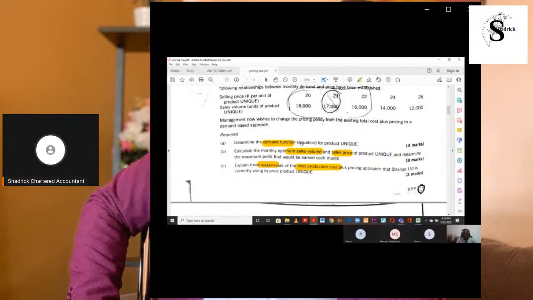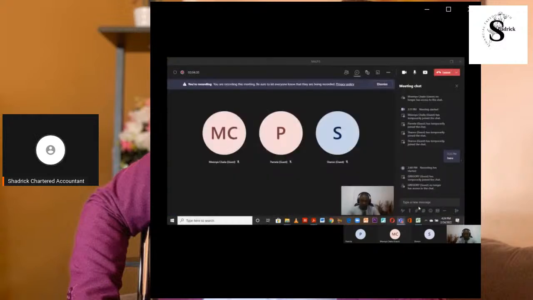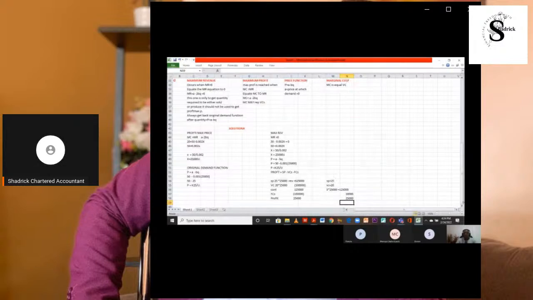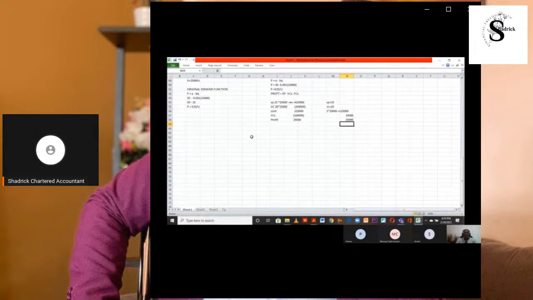The examiner says, hey guys, could somebody please tell me what the demand function is? And then you say, we don't know. But you see guys, the demand function is extremely easy to work out. Let's be honest, partly because information has been given that we need. So let's go and make the format and then we continue. So I'm going to come here and I'm going to call this question.